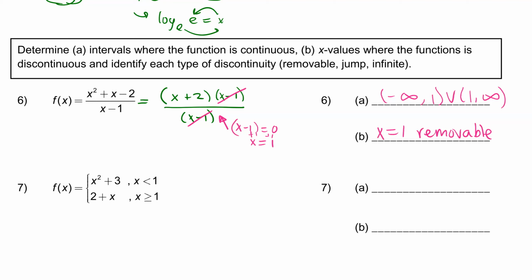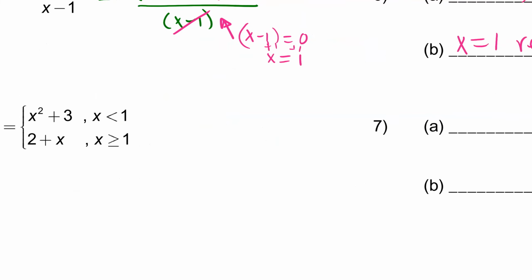Number 7. If I look at my two functions, x squared plus 3, that's a polynomial. That's just going to be continuous. 2 plus x is a continuous line, right? It's a continuous function. The only place I could possibly have a discontinuity is at the point where I'm switching between the functions. The border point. Where they meet, literally at the place where I'm switching from one function to another.